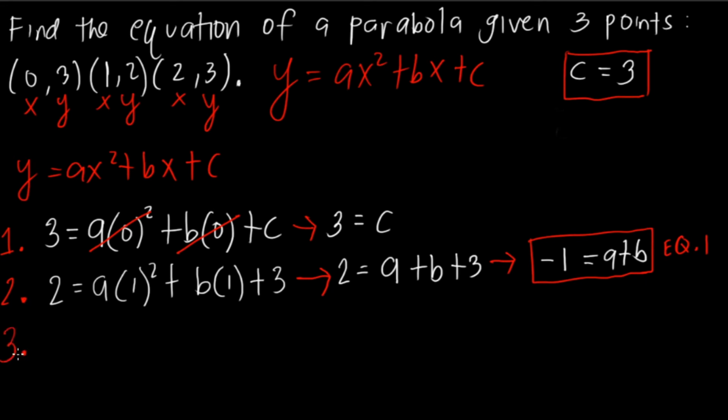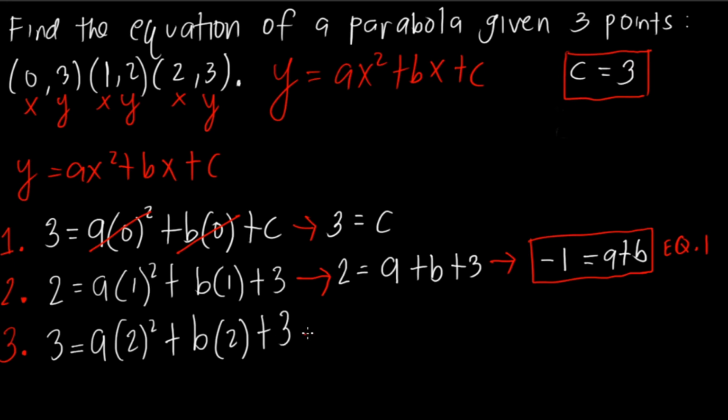Yung pangatlo, ito naman, yung (2, 3). So, papalitan lahat ng x ng 2. Papalitan lahat ng y ng 3. Okay, so ito yung format. Y ay magiging 3 equals ax squared. So, yung x nga daw gagawin 2, so magiging 2 squared. Plus bx. So, yung x magiging 2, magiging b times 2. Plus c. So, ang c nga natin is 3. So, yun na. Ilagay na agad natin.